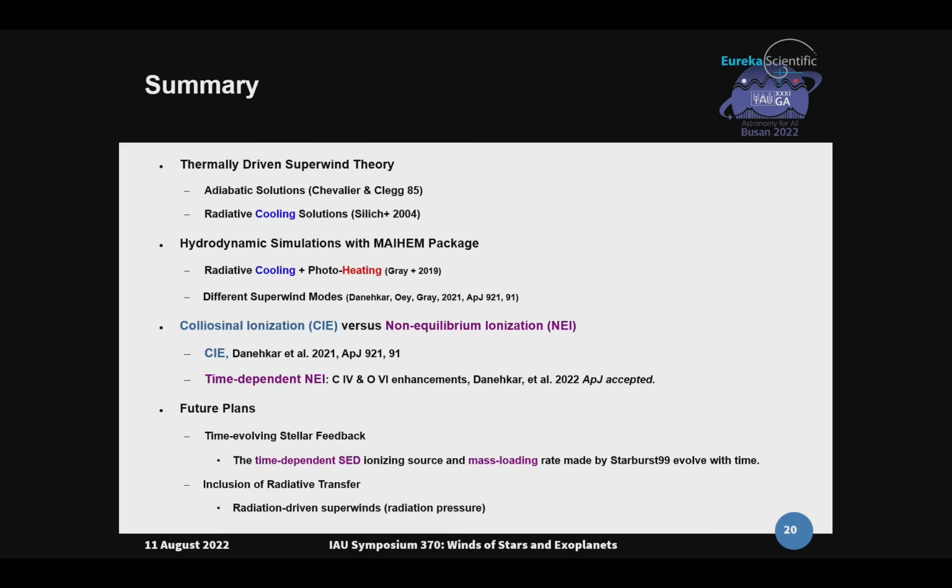Okay, this is a summary of my talk. I explained the thermal derivatives, superwind theory, and the adiabatic solution found by Chevalier and Clegg, and the motivation behind radiative cooling. I briefly explained collisional ionization versus non-equilibrium ionization, and I also described my future plan for time-dependent stellar physics. So if you have any questions, I am happy to answer. Thank you for your attention.